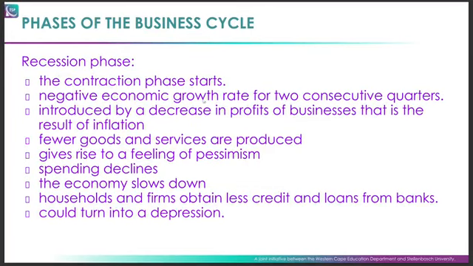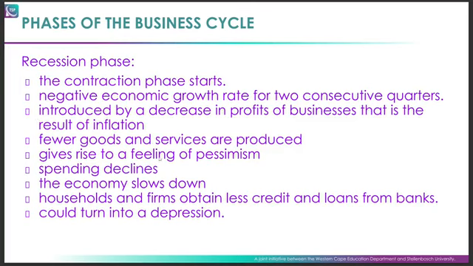And obviously, when there are 2 consecutive quarters of negative economic growth, that is when we know we are in a recession. A recession is introduced by a decrease in the profits of businesses, and the reason businesses' profits decrease is as a result of inflation. Because as you know, the law of demand says as prices increase, people will buy less. And because people are buying fewer goods and services, businesses can't produce the same amount, so they have to adjust production levels, and therefore fewer goods and services are produced.